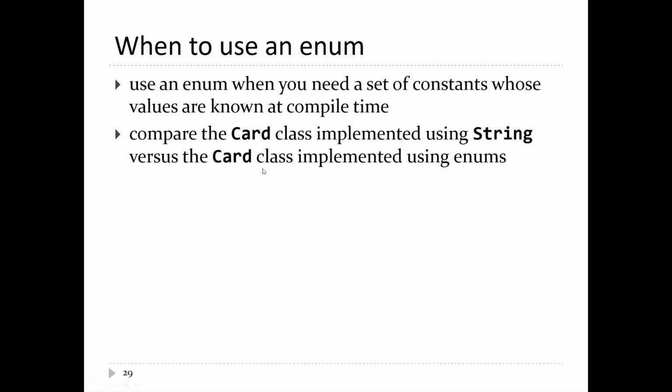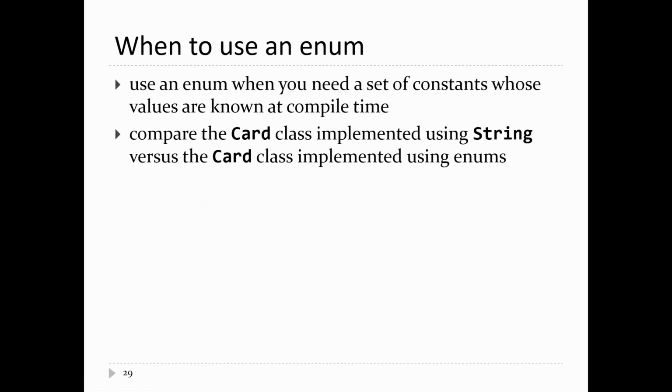Okay, so when should you use enumerations? You should use an enumeration when you need a set of constants and you know those values when you go to compile your program, right? So I know how many suits of cards there are. I know how many values of cards there are, right? I know the ranks for all the cards. If you're implementing chess, you know how many chess pieces there are, right? And so on and so on and so forth, right?